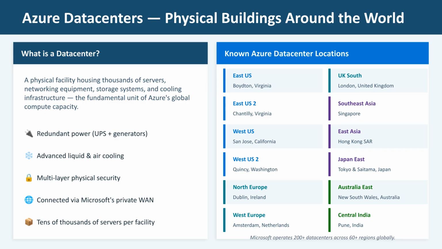Data centers are the foundational physical buildings, housing thousands of servers, networking, storage, and cooling systems. They provide redundant power, advanced cooling, multi-layer security, and are connected via Microsoft's private WAN. Microsoft operates over 200 data centers globally.